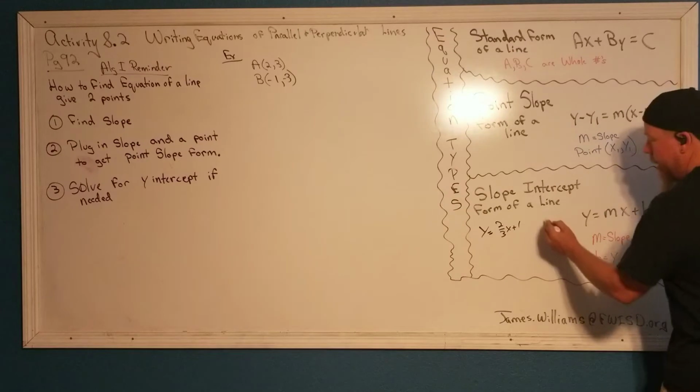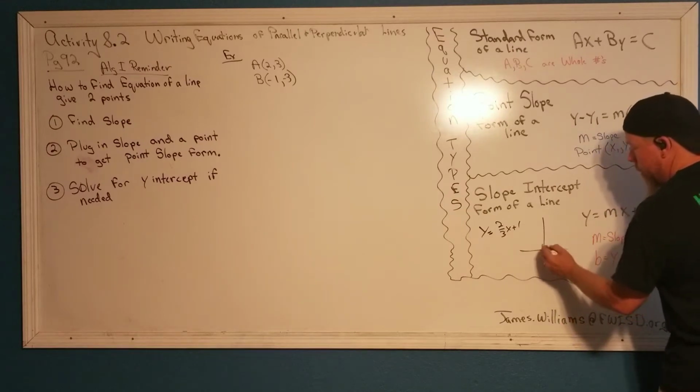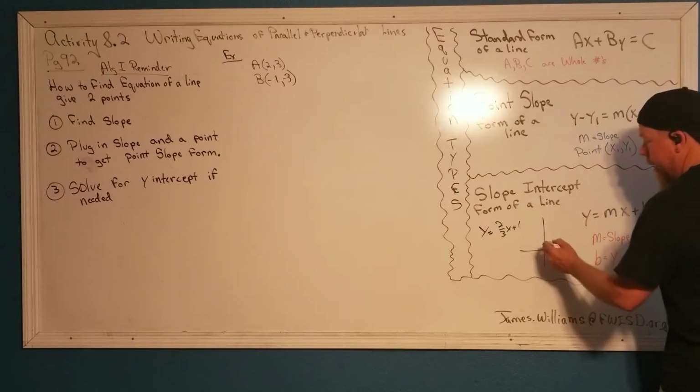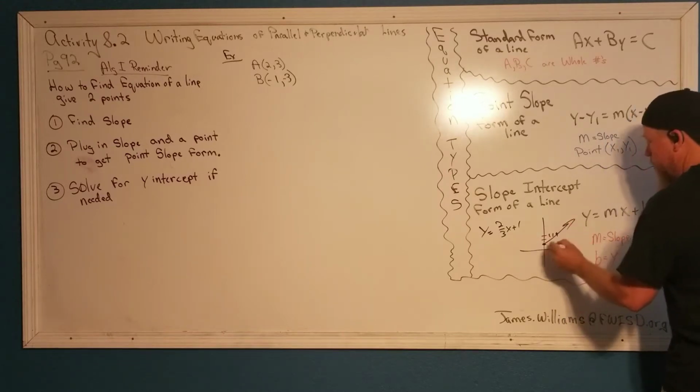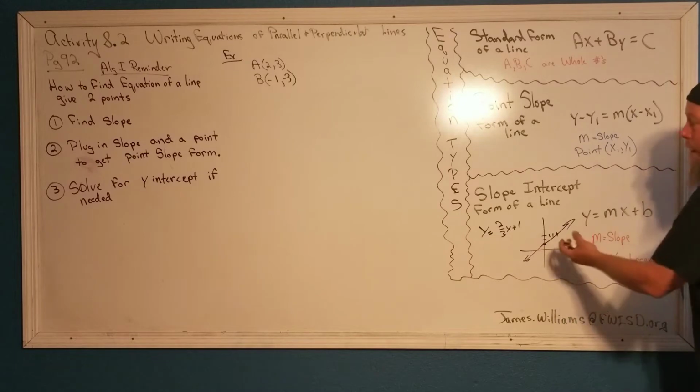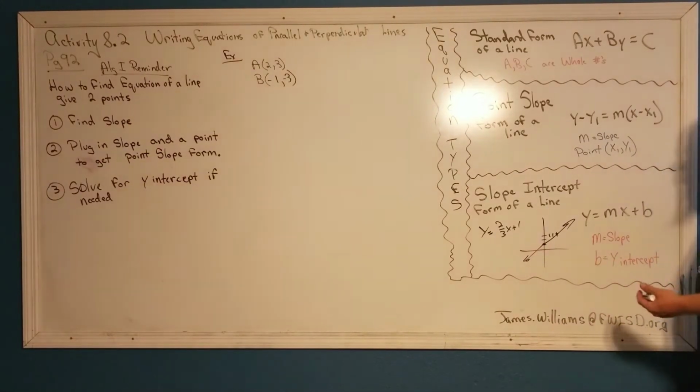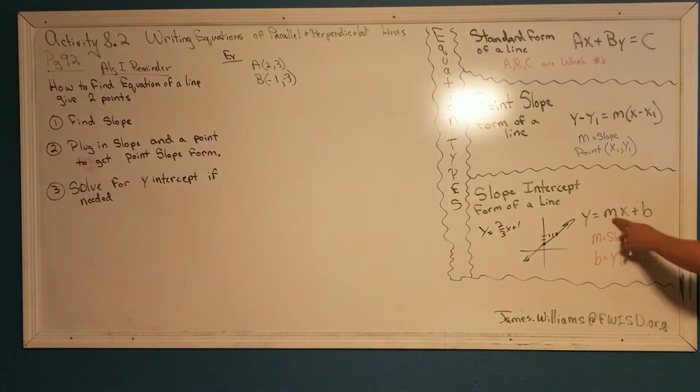And I wanted to graph that. All I would do is go up to 1 on the y-axis, put a dot, and then count up 2 and over 3, put a dot, and connect those dots, and voila. Probably my favorite, and the most common to use, is slope-intercept. So it's y equals mx plus b. Again, the m is the slope and the b is the y-intercept.